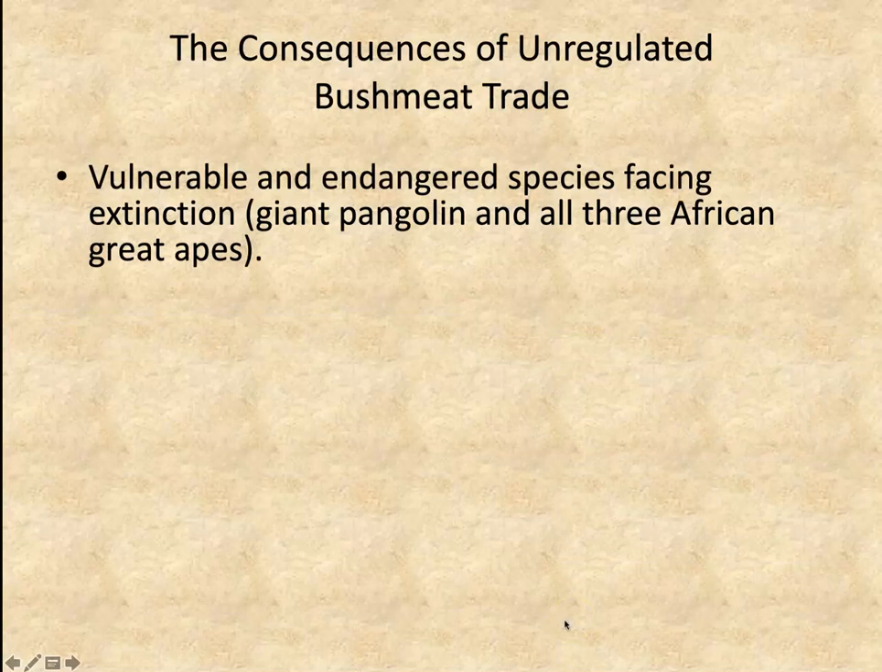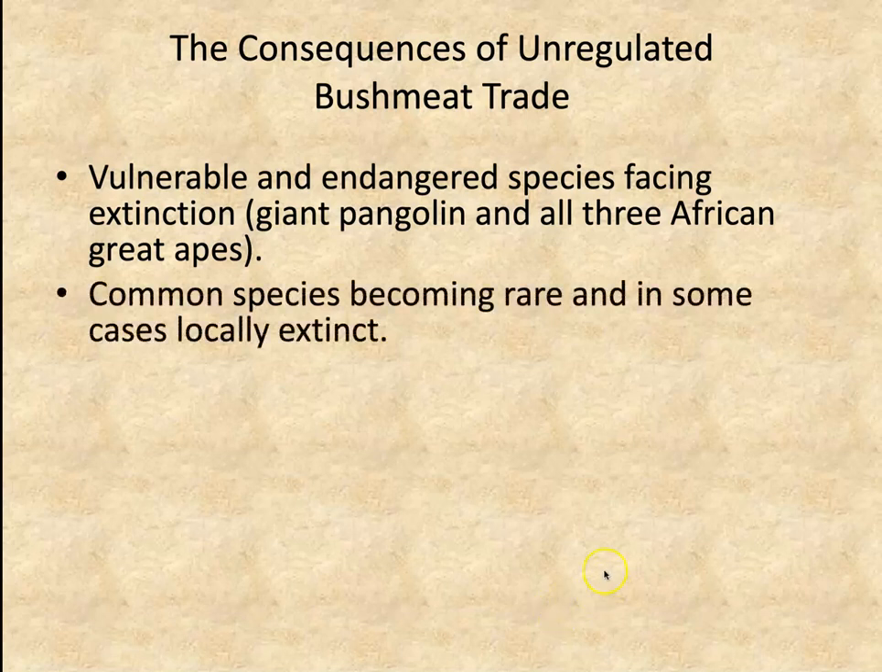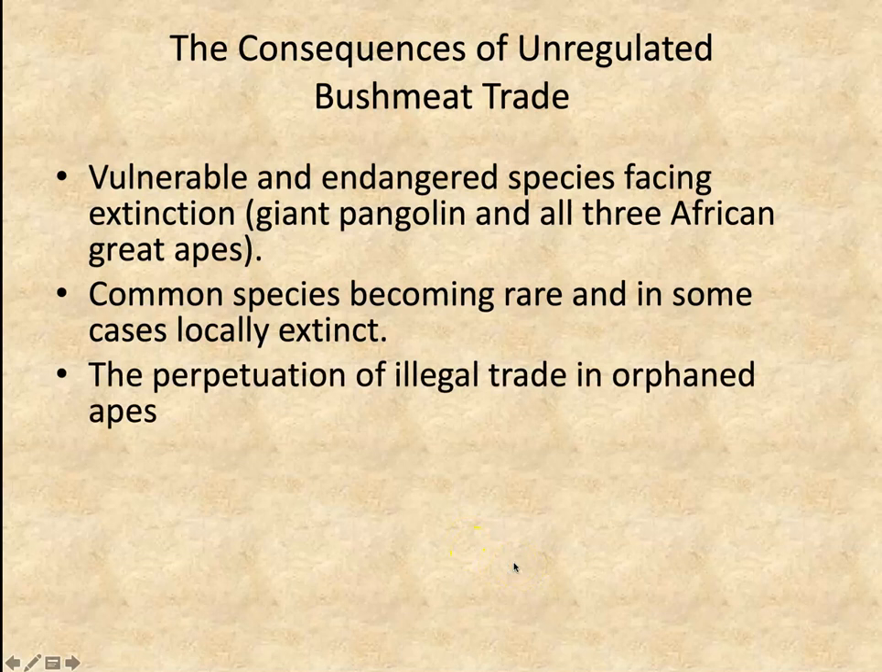What are the consequences of unregulated bushmeat trade? Well, vulnerable and endangered species are facing extinction. The giant pangolin and all 3 African apes are facing extinction as examples. Common species are becoming rare and in some cases locally extinct. And it's contributing to the perpetuation of illegal trade in orphaned apes.